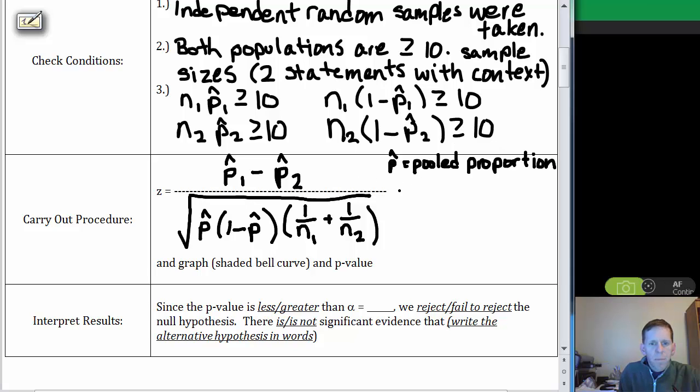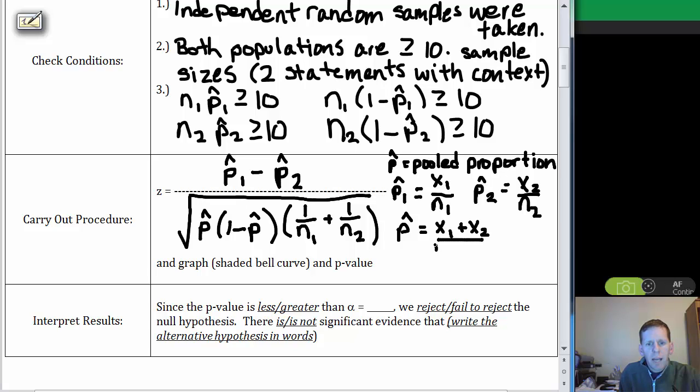And how it works is we have our individual proportions for each of our samples. We have p hat 1, which is equal to some numerator we'll call x1 over the sample size for that first sample, n1. And we have p hat 2, which is equal to x2 over n2. When we take a pooled proportion, what we do is we add the numerators of the fraction, x1 and x2, and we add the denominators. The idea of pooling is putting together, kind of adding together.